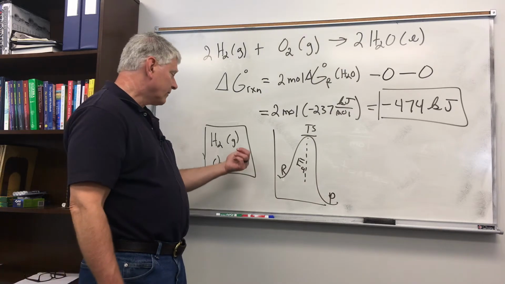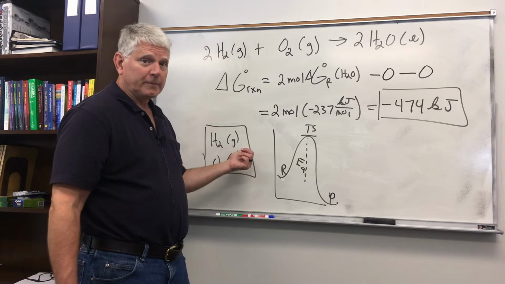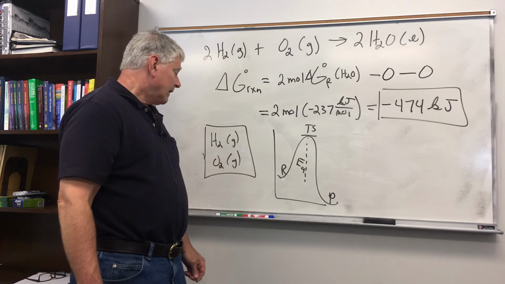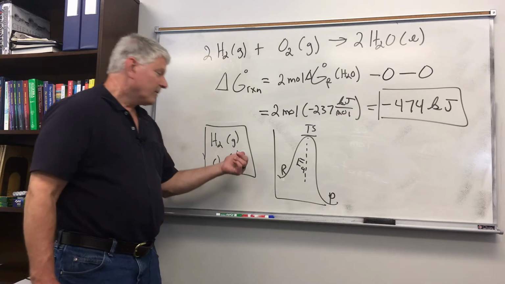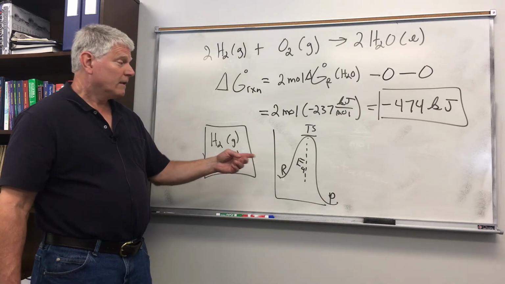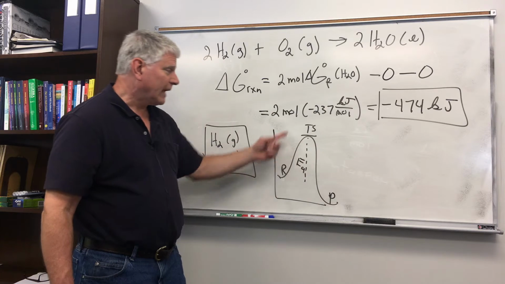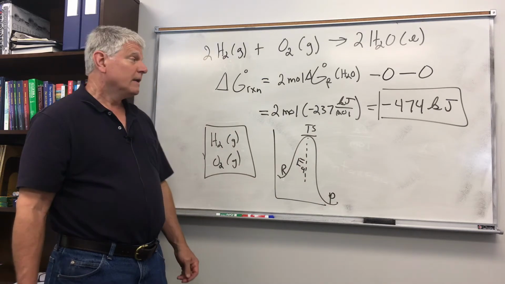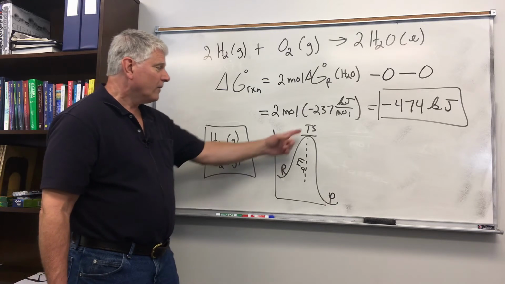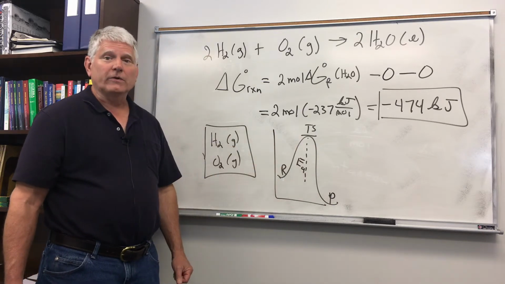This reaction occurs very, very slowly, or not at all, at room temperature, with hydrogen and oxygen just sitting there mixed. However, if we provide a little spark in order to initiate this reaction, then the reaction is going to go explosively. So we need to overcome the barrier in order to start the reaction.